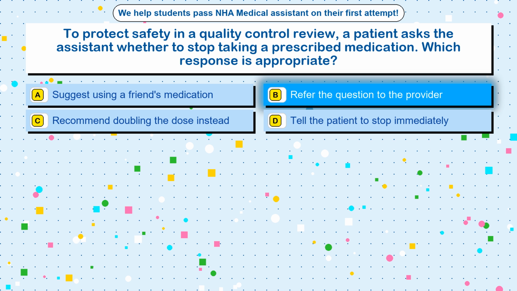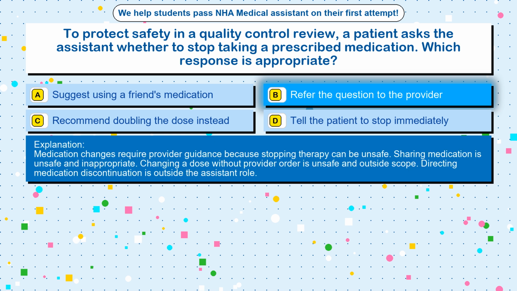The correct answer is option B. Refer the question to the provider. Medication changes require provider guidance because stopping therapy can be unsafe. Sharing medication is unsafe and inappropriate. Changing a dose without provider order is unsafe and outside scope. Directing medication discontinuation is outside the assistant role.